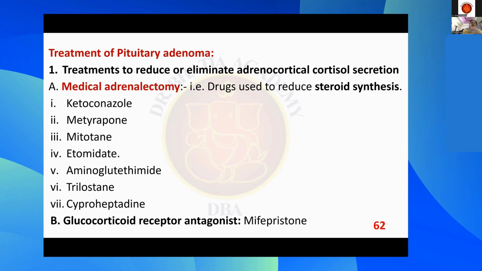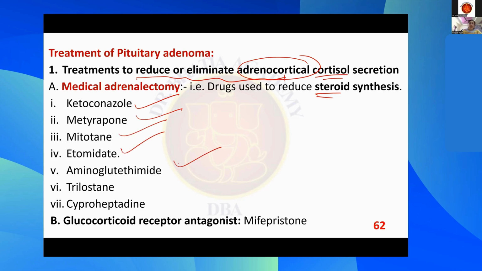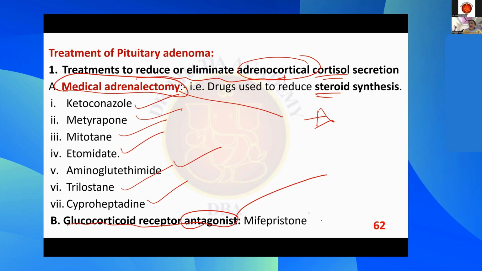The treatment of the pituitary adenomas, first of all, is to reduce or eliminate the adrenocortical cortisol secretion. If it is an adrenocortical mass, you can decrease it by medical therapies, steroidogenesis inhibitors like ketoconazole, metyrapone, mitotane, etomidate, aminoglutethimide, trilostane, or cyproheptadine. All these medical managements are as good as medical adrenalectomy because they will absolutely shut down your adrenals. Or you can go for glucocorticoid receptor antagonism, that is at the peripheral level, by mifepristone.